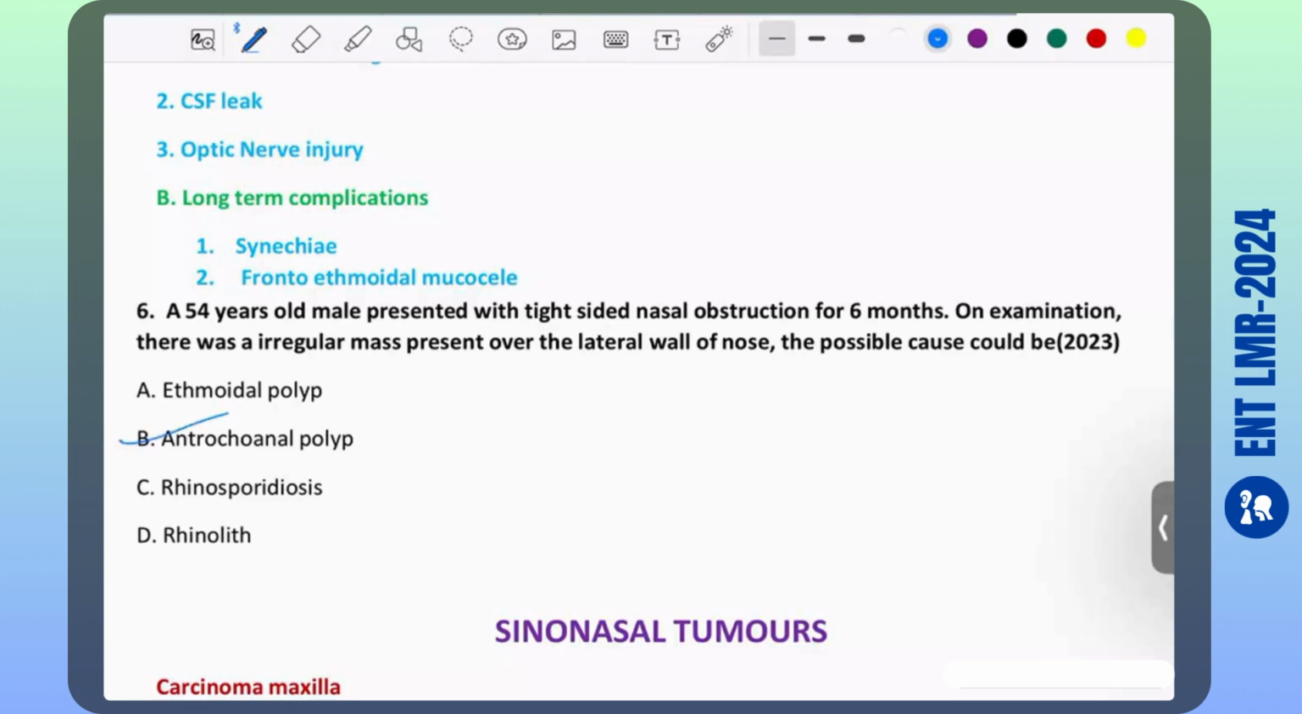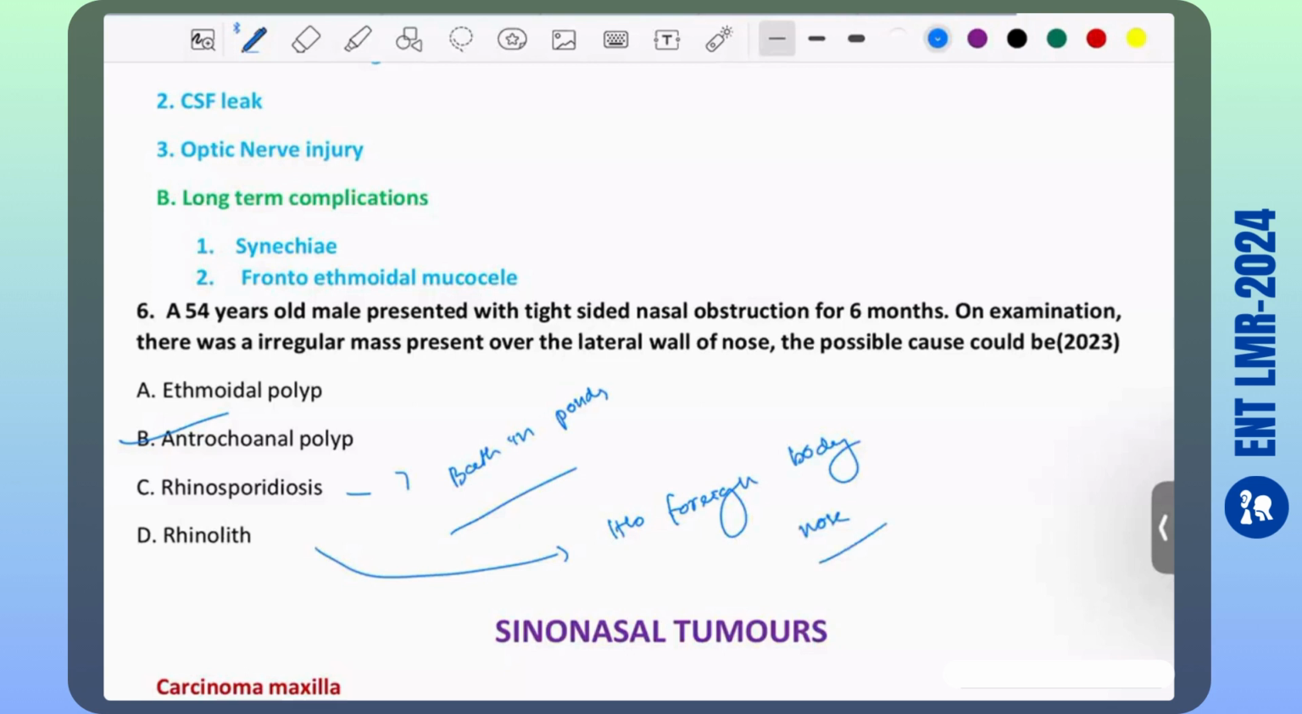They have not commented anything about bathing in ponds. If the patient bathes in ponds, it could be rhinosporidiosis. If there is a history of foreign body in the nose, it is a rhinolith. Okay, so there is no history of bathing in ponds and it's unilateral. One-sided nasal obstruction, no epistaxis. It could be an antrochoanal polyp. Ethmoidal polyp will be bilateral due to allergy. So unilateral due to infection, it could be an antrochoanal polyp.